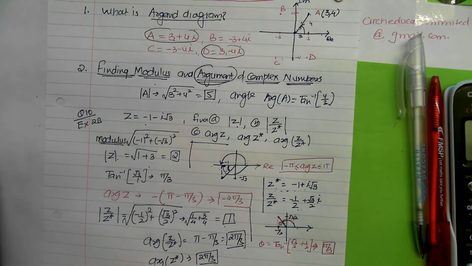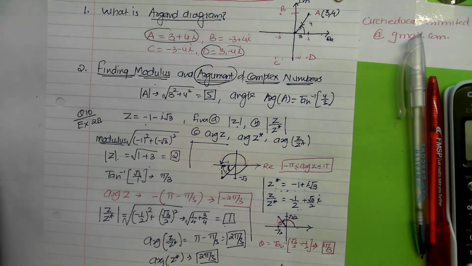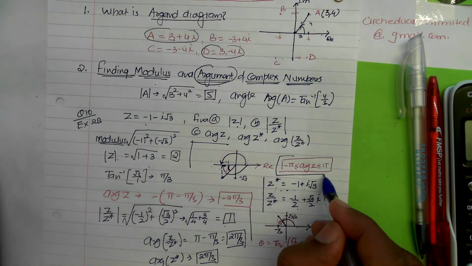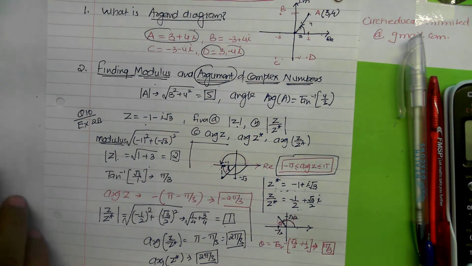So once again, guys, to finish this particular topic off, you have to draw a complex number into an Argand diagram before you work out the argument. And the argument, that's generally the principal argument, we call it. It's generally between minus pi and pi. And arguments are always given in radians.